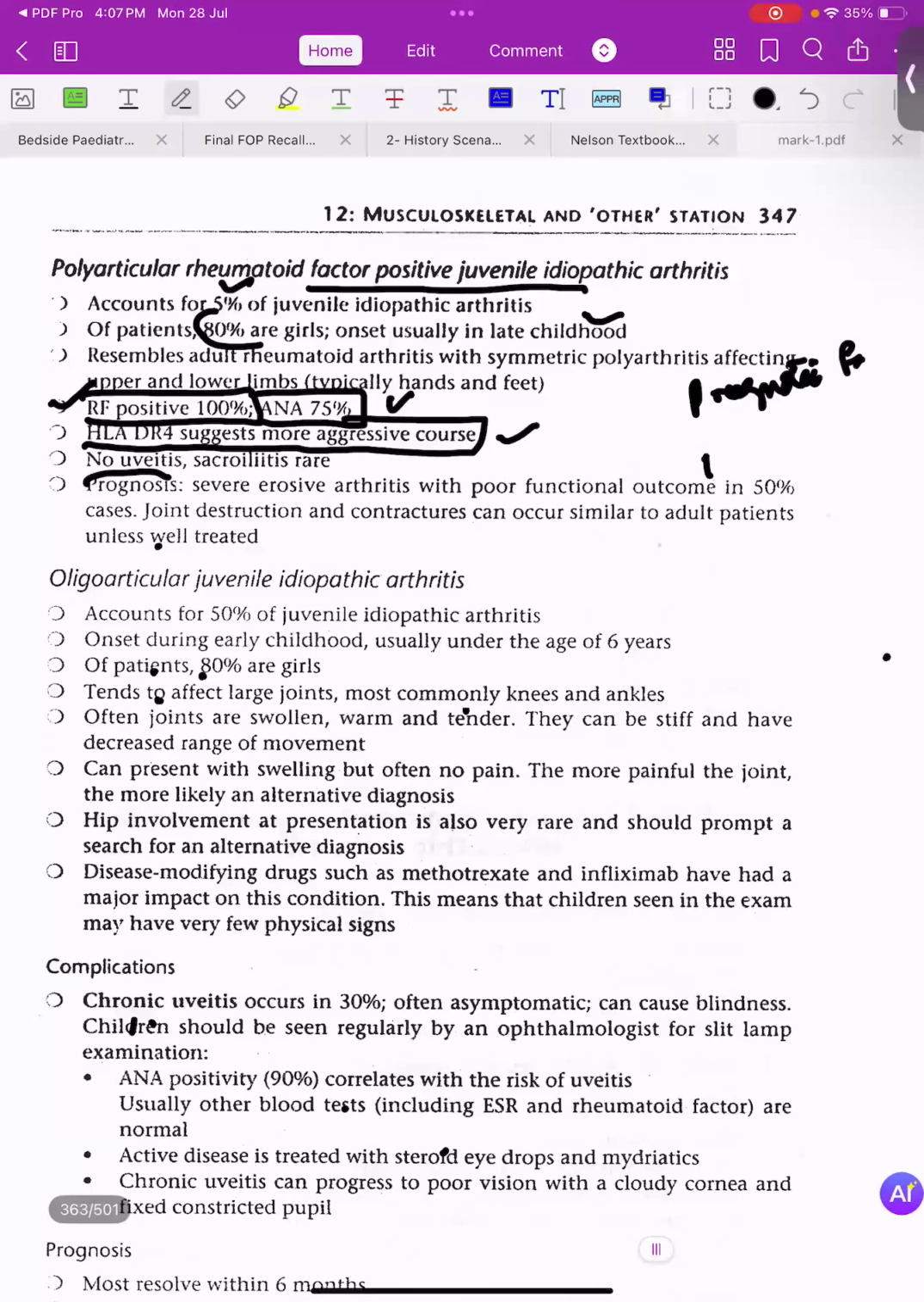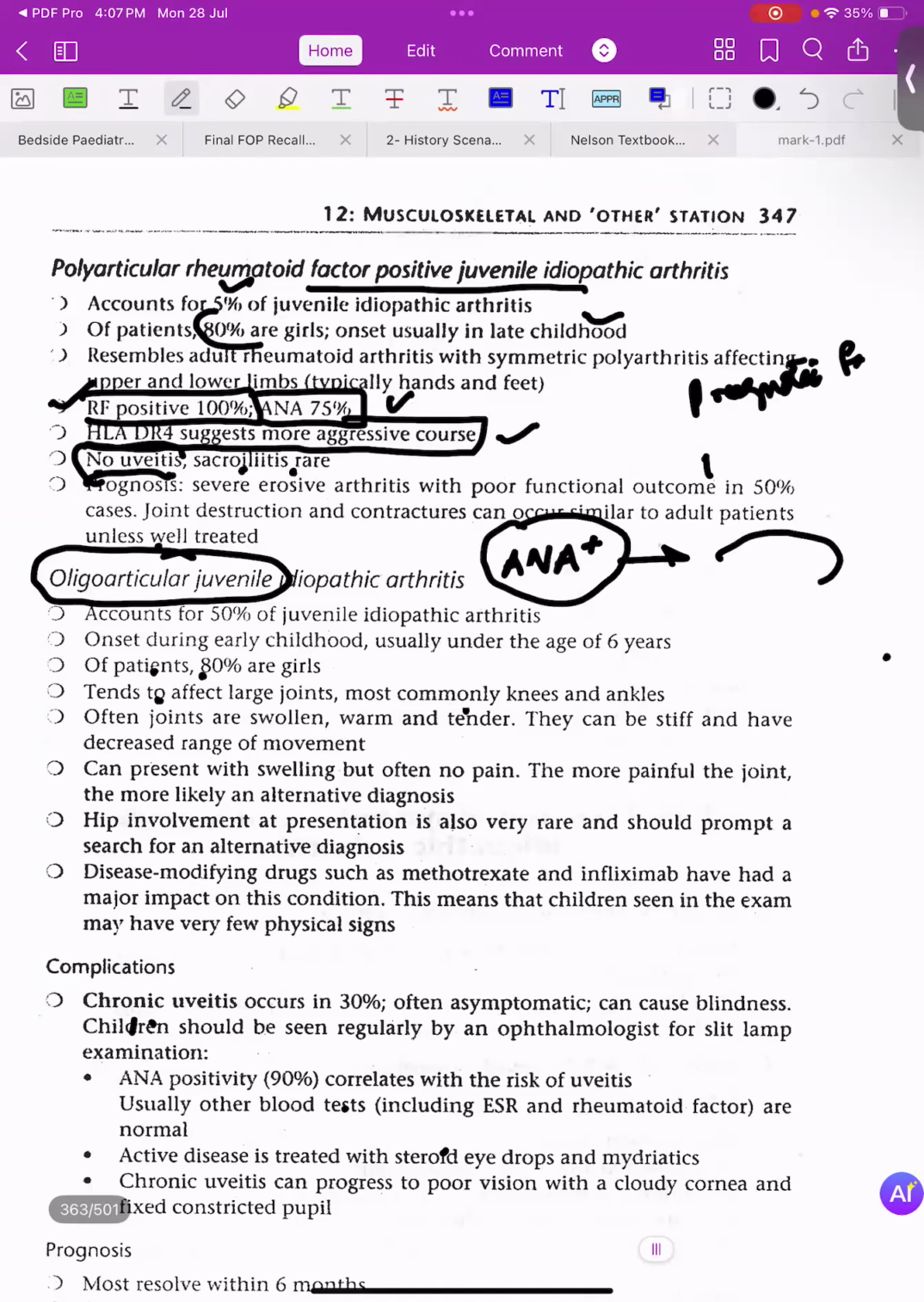See here, no uveitis, and sacroiliitis is rare. Do remember, as Mariam told me, this is rheumatoid factor positive and it has uveitis. Do remember, patients with rheumatoid factor positivity will not have uveitis. Uveitis is usually present in oligoarticular JIA, in the patients who are ANA positive. ANA positivity is associated with eye problems. Okay, all right.